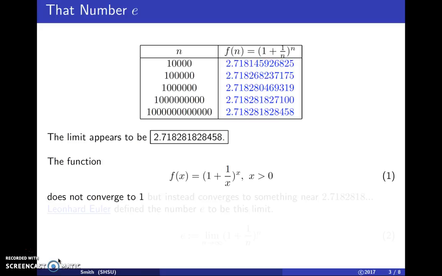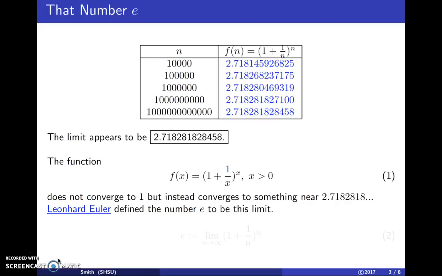This function, f of x equals 1 plus 1 over x to the x power, as x is positive, does not converge to 1 as x goes to infinity, but instead converges to something near this number, and Leonhard Euler defined this number to be the limit of this expression, and this number is now called e.